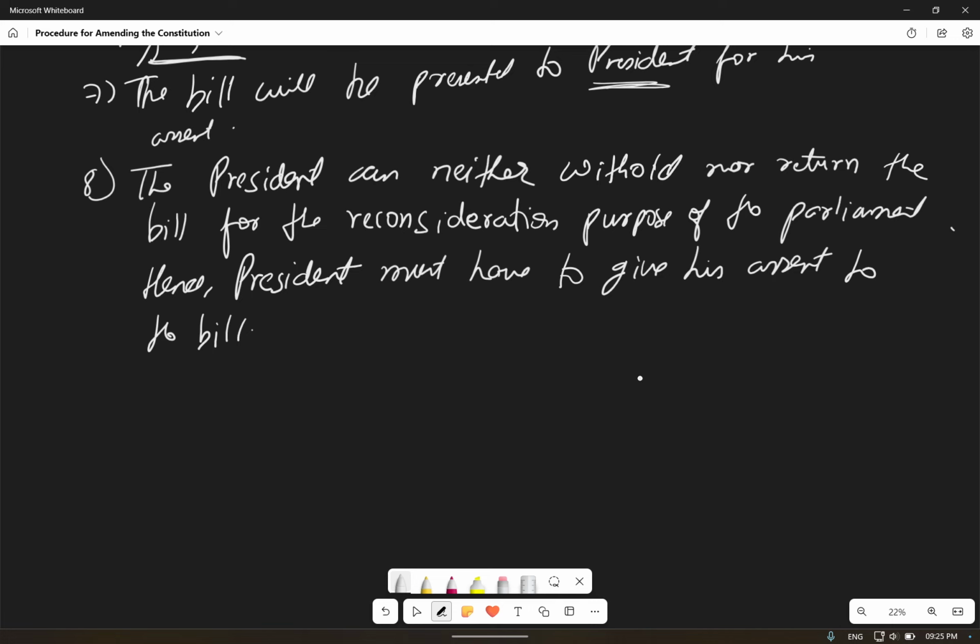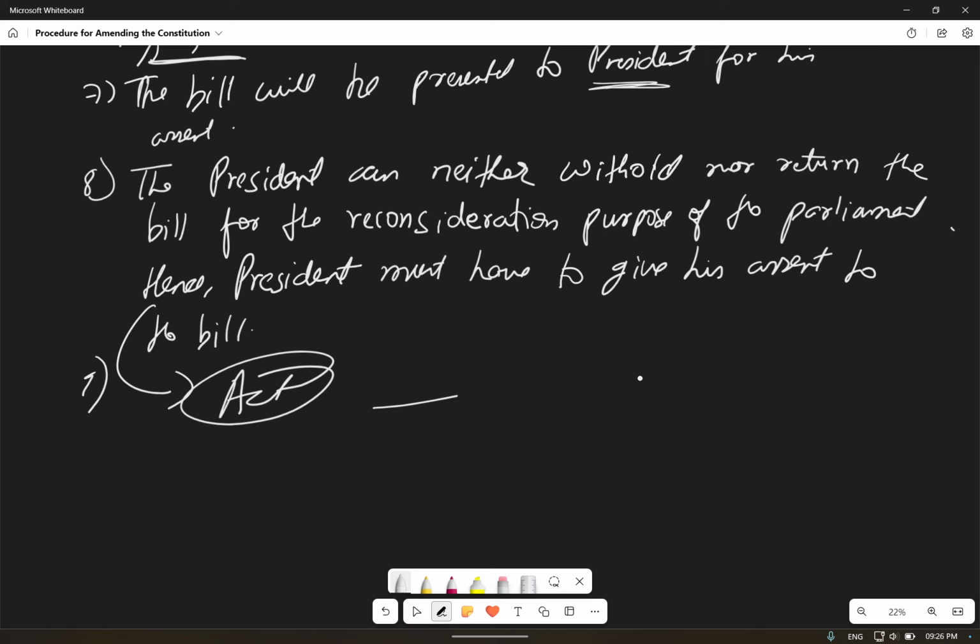The president cannot withhold it, and the president cannot return it to the house. The president has to sign. No other option is left to the president. And after the assent of the president, it will become an act.